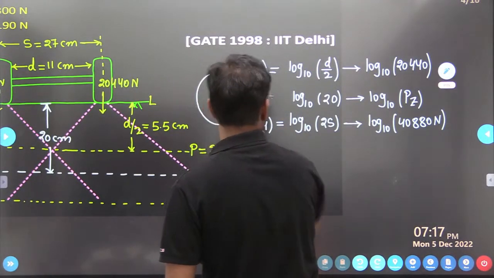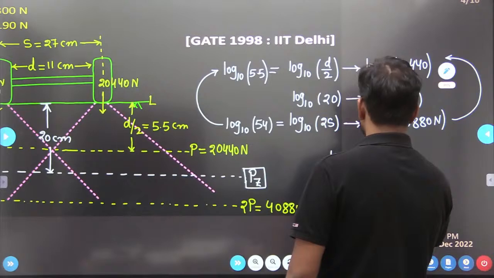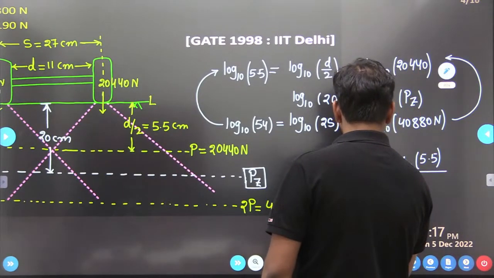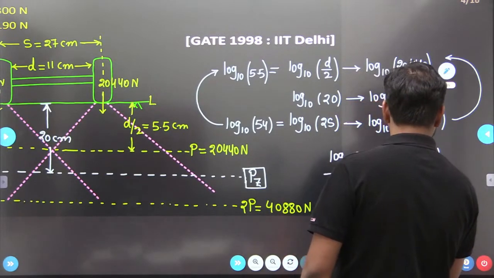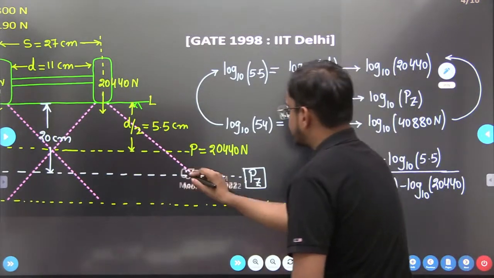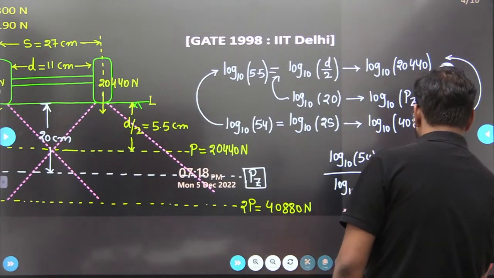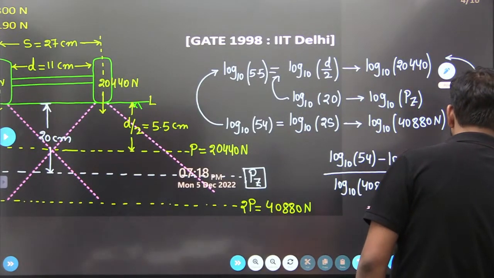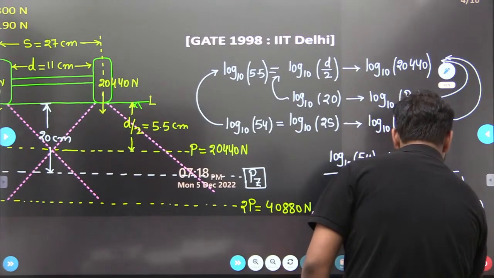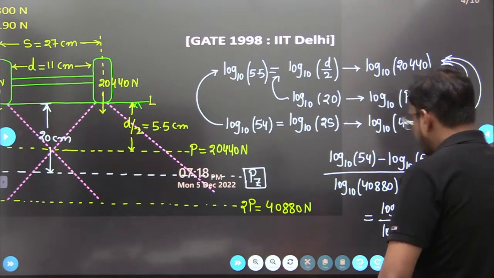How to solve this linear interpolation? This minus this upon this minus this, am I right? So now see, we can write it like this: log 10 54 minus log 10 5.5, dividing by log 10 40,880 minus log 10 20,440, is equal to what? It is equal to this minus this, am I right? That means log 10 20 minus log 10 5.5, dividing by log 10 pz minus log 10 20,440. Clear?